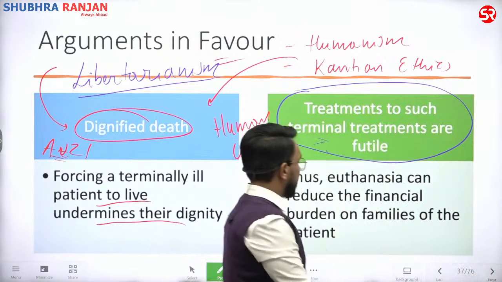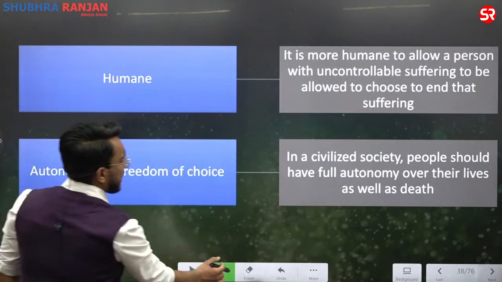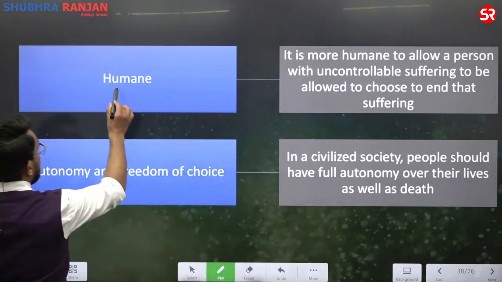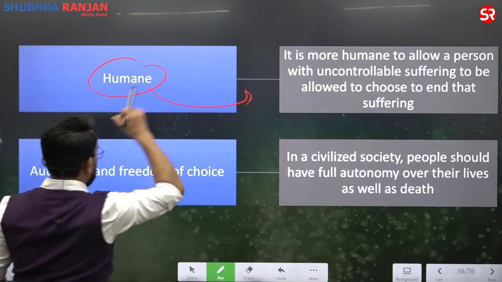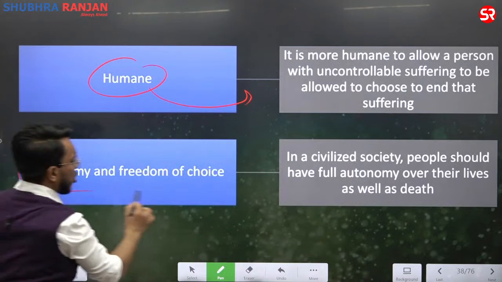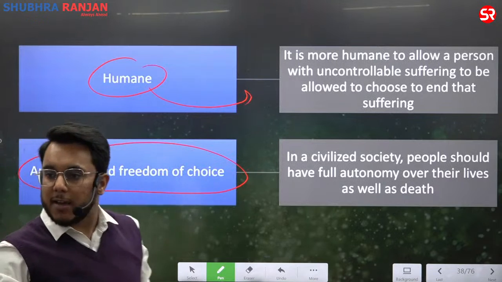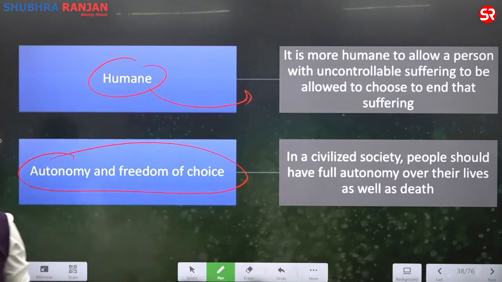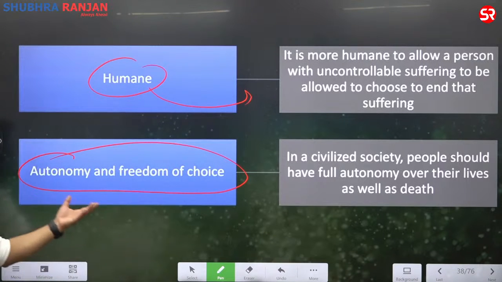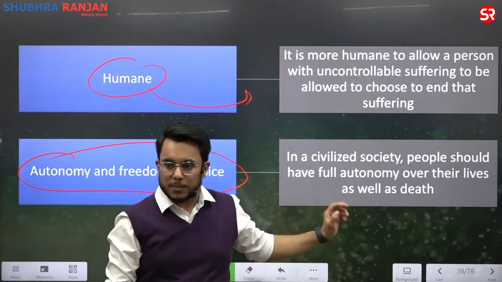Okay, then moving on, then next it said that sometimes it's indeed humane to end the suffering of that person. Autonomy and freedom of choice: people should have full freedom over their life. If a person is able to convey the decision or has given an advance medical directive, we should not go against that advance medical directive. Okay, is it clear or not?